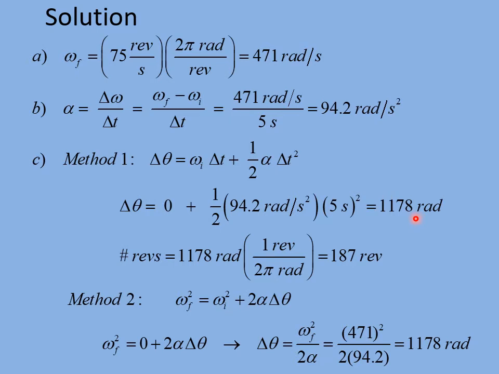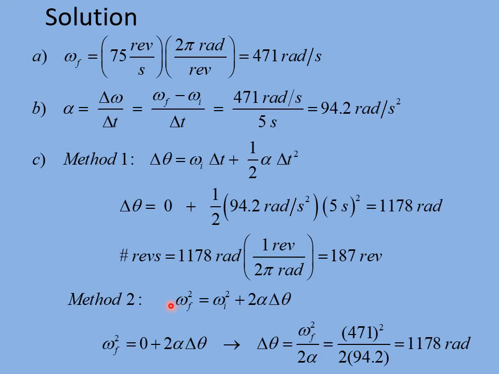radians. But now we have to convert that to revolutions. The number of revolutions is equal to the number of radians, 1,178, times 1 revolution per 2 pi radians. On our calculator, we just do 1178 divided by 2 pi, and that gives the answer of 187 revolutions.